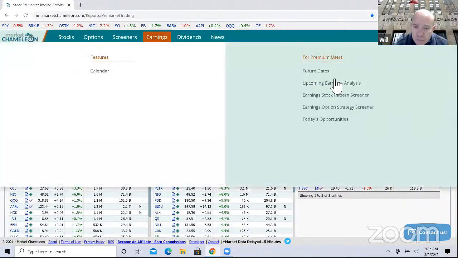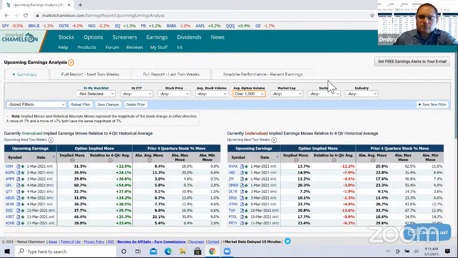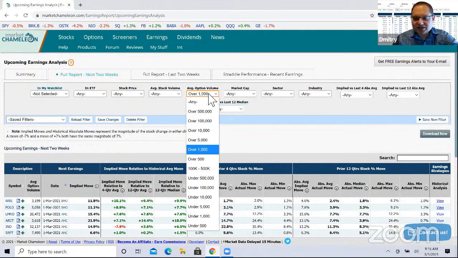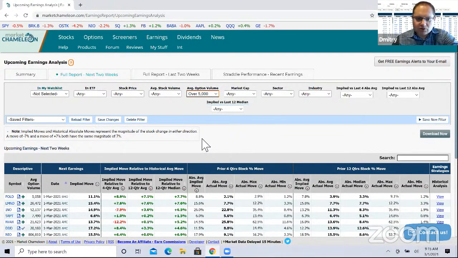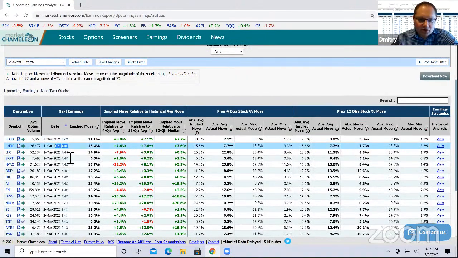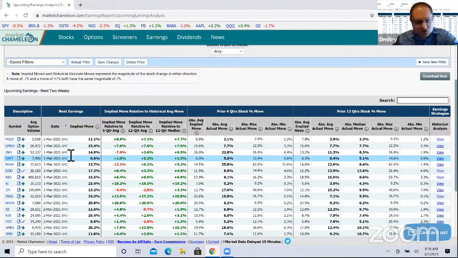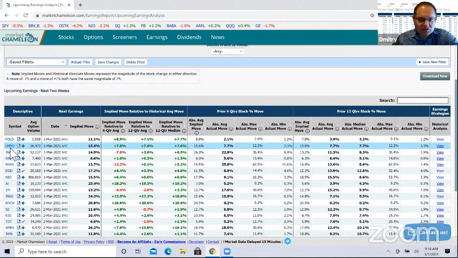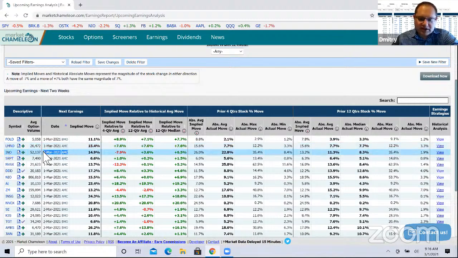Upcoming earnings. We're going to take a look at stocks that are expected to report earnings in the next 2 weeks. I'm going to go here, full report, and use this filter to look for stocks that on average trade 5,000 option contracts per day or more, just to get the more liquid stocks in there. So we see here, after the market close, just to save some time, I'm going to go towards the higher volume stocks. So I see INO, that's expected today after the market close.